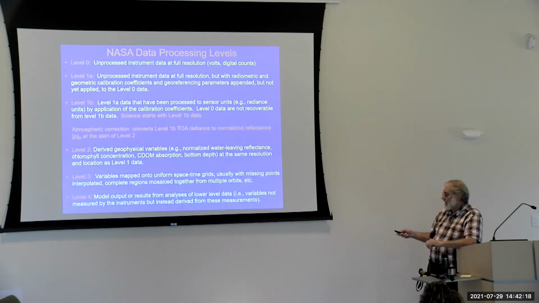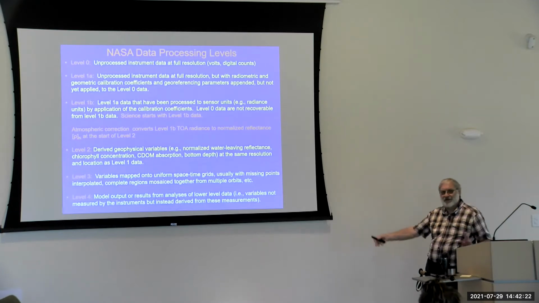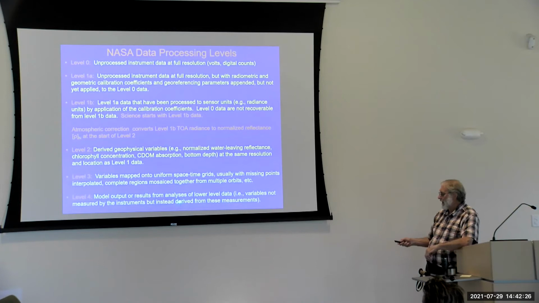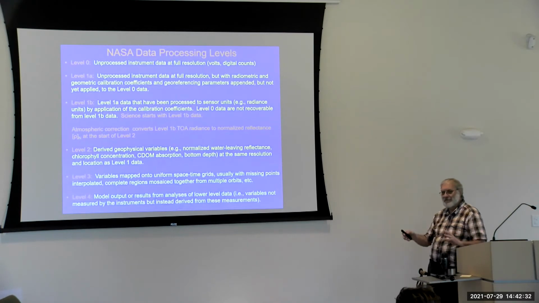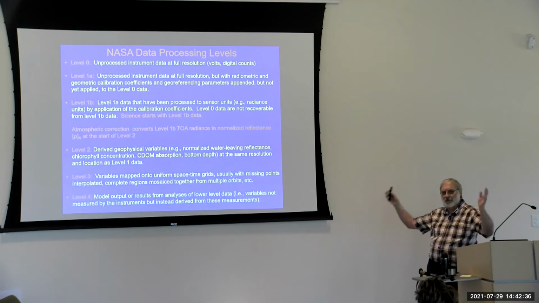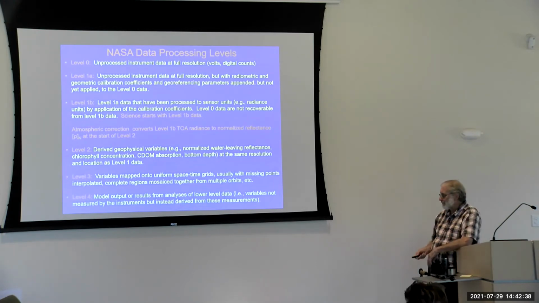And then they take that data and they may map it onto a nice uniform latitude, longitude grid. Missing points will be maybe interpolated or flagged. And you make these pretty pictures that you see on the NASA website that say, here's the whole world and here's the map of the chlorophyll. So that's level 3 data. A lot of us may want to work with this level 2 data.